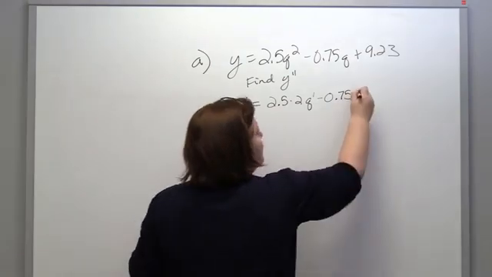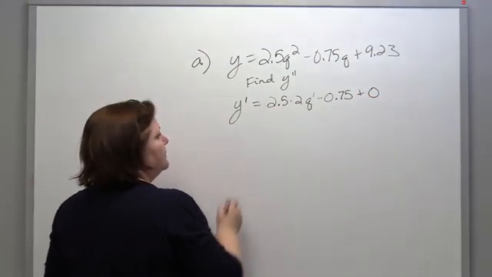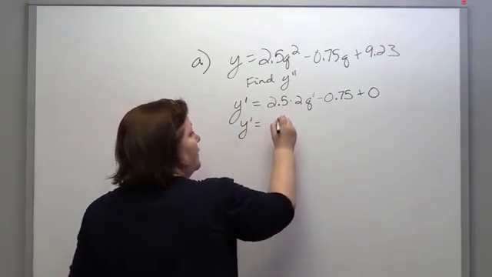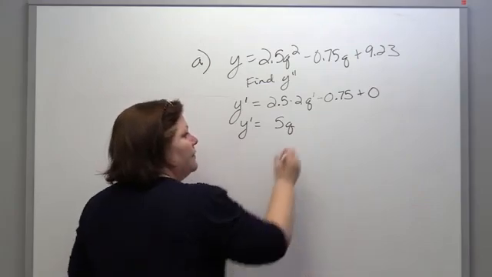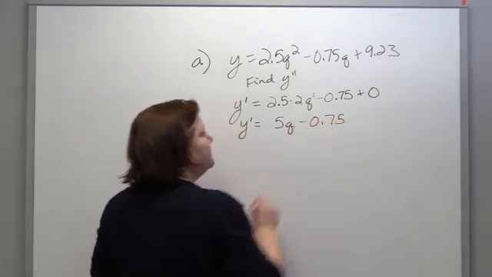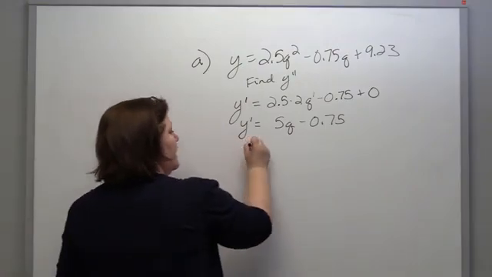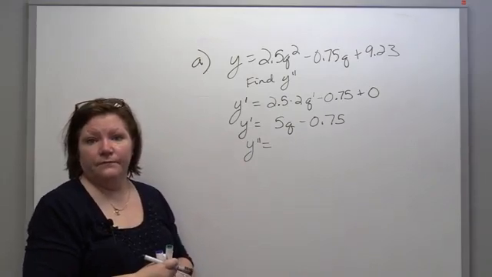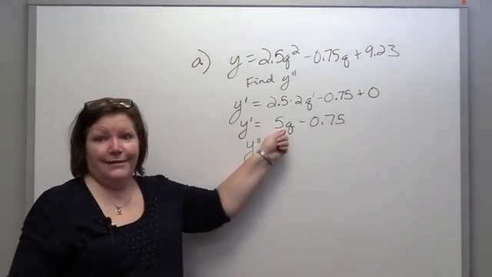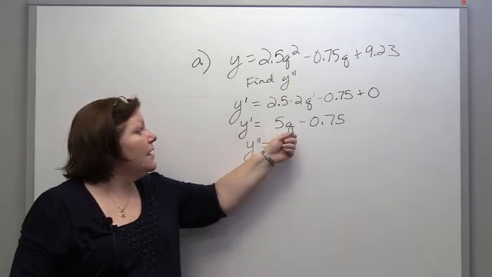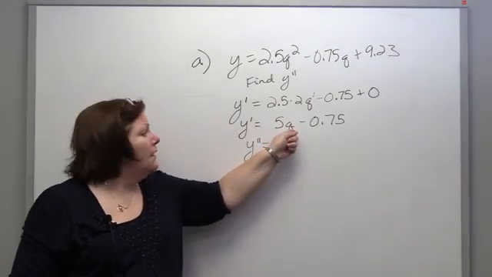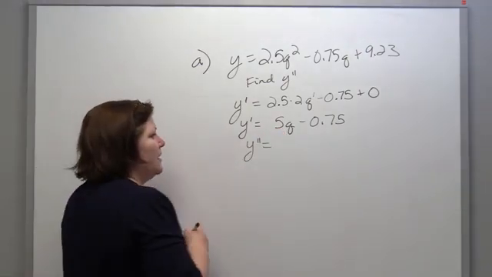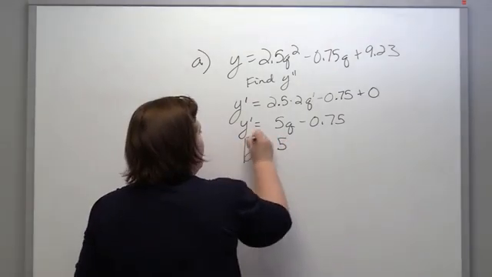So I'm going to simplify that a little bit. 2.5 times 2 is 5. 5q minus 0.75. Now we're asked to find the second derivative. And the second derivative is just the derivative of the first derivative. So we just use our derivative rules again on this. This is actually a linear function, so the derivative of this line is just going to be the slope, which is 5.